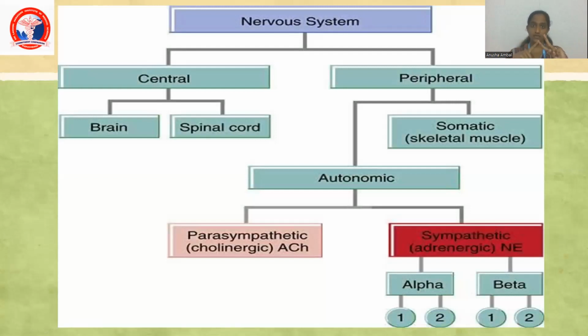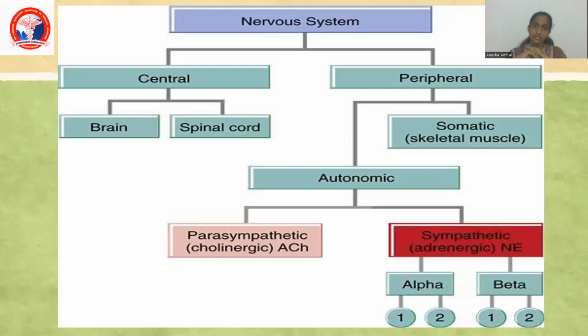The somatic nervous system deals with everything which comes under voluntary control. So it is the skeletal muscles that constitute the somatic. Under autonomic, we have all the involuntary actions. So whatever controls all these involuntary actions will come under the autonomic. The autonomic is further classified as parasympathetic and sympathetic.